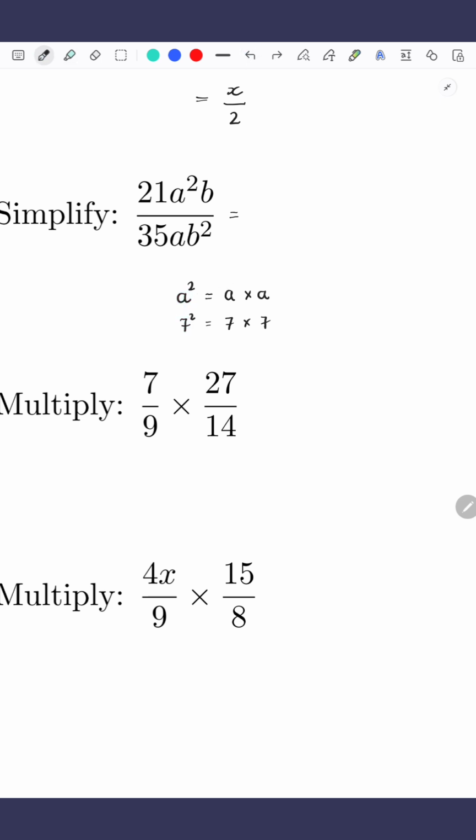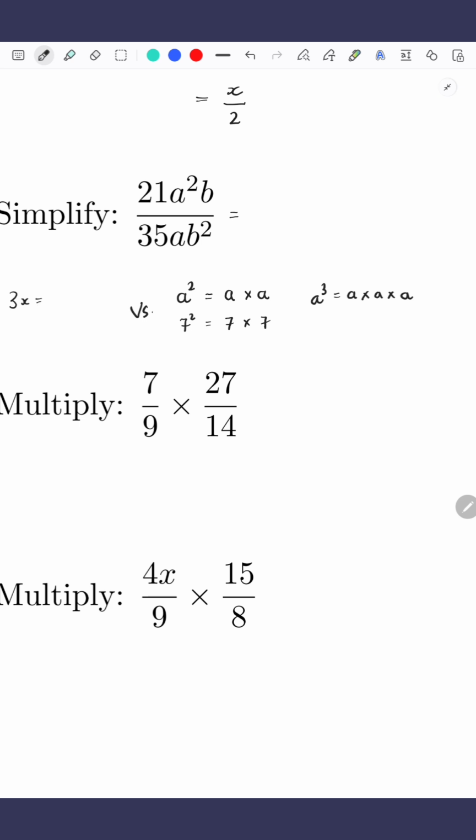And the 2 tells us how many times. So if it was a cubed, it would be a times a times a. That 3 is how many times. It's different, okay? It's different from when you have it in front. So 3x, what does that mean? So the number is not up there, it's at the front. When it's at the front, it means 3 times x.